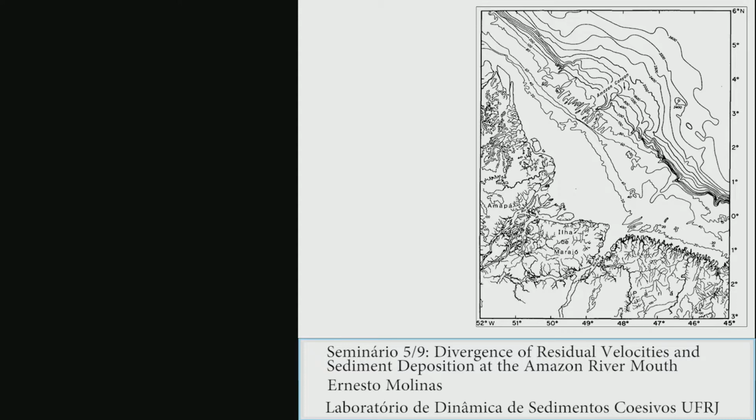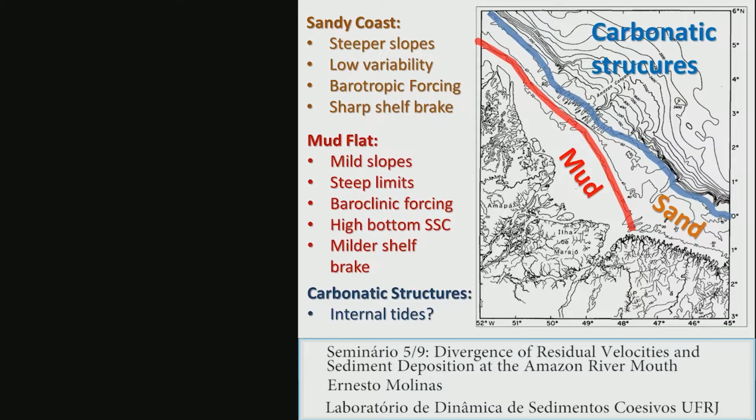Inside this mud belt, we have high suspended sediment concentrations, and outside of it, the suspended sediment concentrations fall by an order of magnitude. And in front of this region, where the slopes are steeper, we also have a milder shelf break. So we start to think that the internal tides somehow are interacting with the Amazon Canyon and having some influence on the limit of the progression of the Amazon Delta.